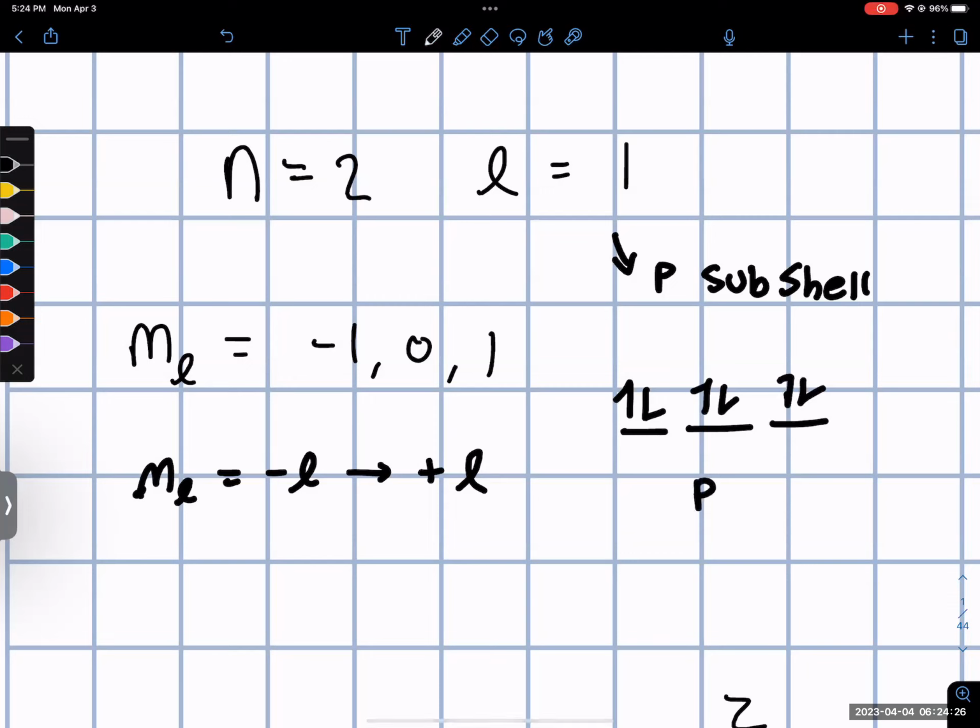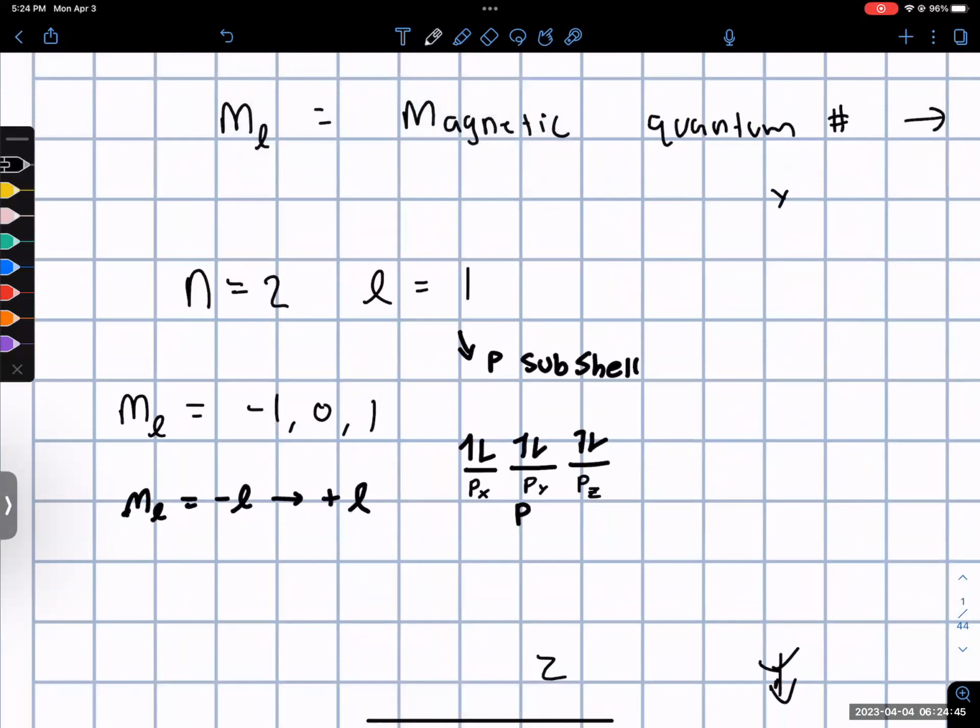So this is our p subshell, and what we actually know now is that it's broken down into 3 separate orbitals, which have 3 different orientations. We call these px, py, and pz. Each of these orbitals is identified by m sub l. So this one may be -1, this one may be 0, and this one may be +1.